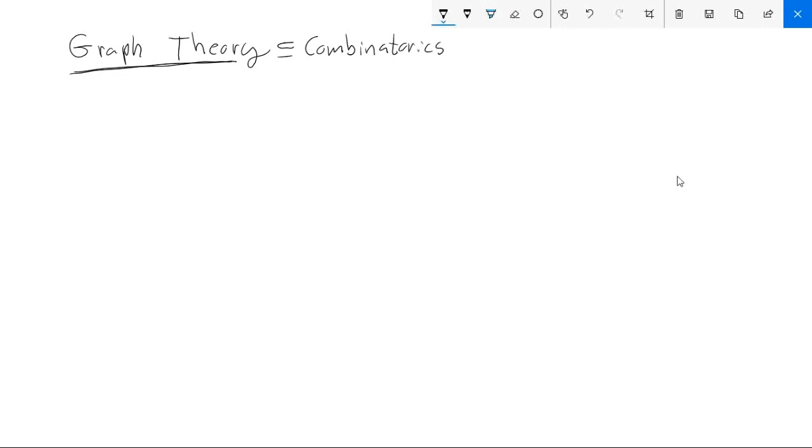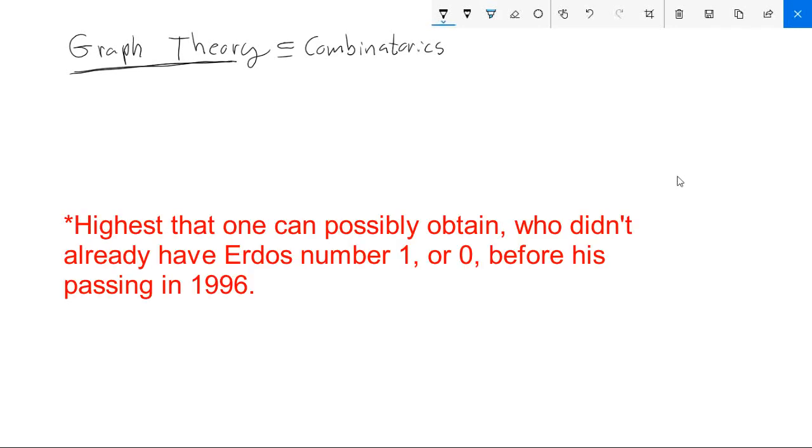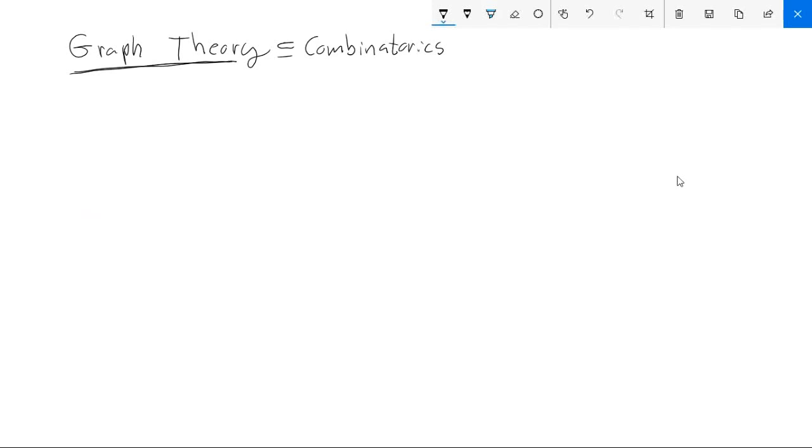And speaking of Erdős, through the publication of this paper, I actually managed to get an Erdős number of 2, which is the highest Erdős number possible, as Erdős has now passed and my supervisor had an Erdős number of 1, having written some papers with him. If you don't know what that means, I'll leave a link in the description to a Numberphile video talking about the Erdős number.